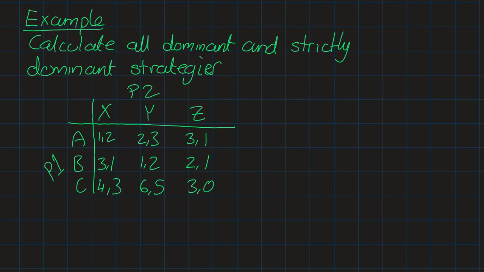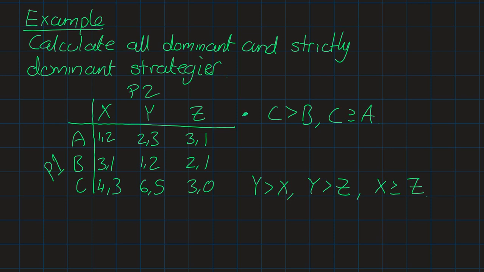If you recall from last time, we know that C strictly dominates B, and C weakly dominates A. We calculated this last time. And we also know that Y strictly dominates X, Y strictly dominates Z, and X weakly dominates Z. So, what does this mean in terms of being a dominant strategy?